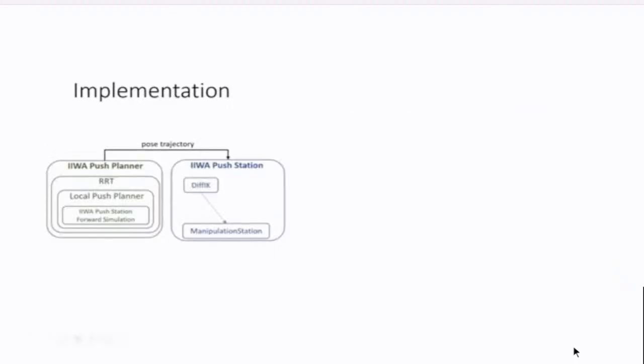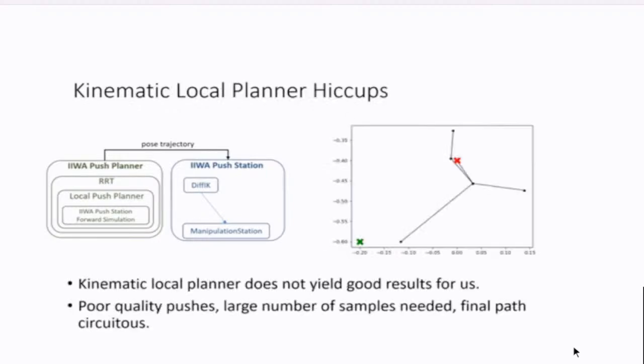For the implementation, the local push planner outputs a trajectory of desired end effector poses, which is then fed to the differential inverse kinematics controller to convert to joint position commands. Turns out, the purely kinematic local push planner doesn't work well for us. Due to its poor quality pushes, RRT ends up requiring a large number of samples to find push sequences to the goal. This path usually ends up being circuitous and unusable. In the RRT plot above, it wasn't possible to find a path with even a large number of samples.